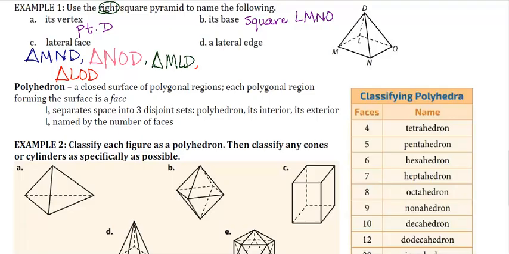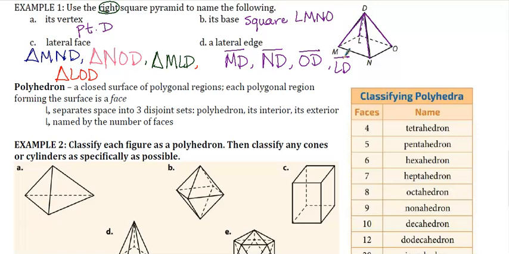Okay, so we have lateral edge MD. So that's a segment, so it's going to be segment MD. And we have one N to D. Okay, so segment ND, because again, it's connecting two lateral faces. OD and LD. Segment LD is another lateral edge. Okay, again, lateral edges are the edges between two lateral faces.